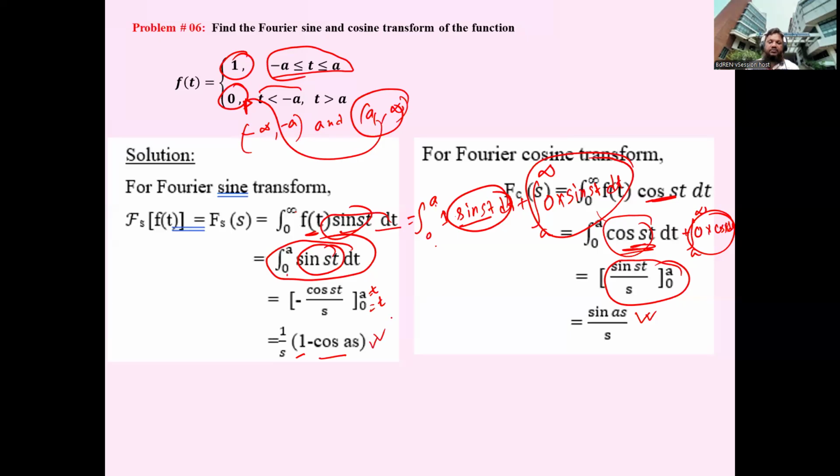So do you understand, dear students? I have solved this problem in your class also, in face-to-face mode. If you have any question, then I can repeat it again. Do you understand, dear students? Please put your feedback. Yes, sir, understand.